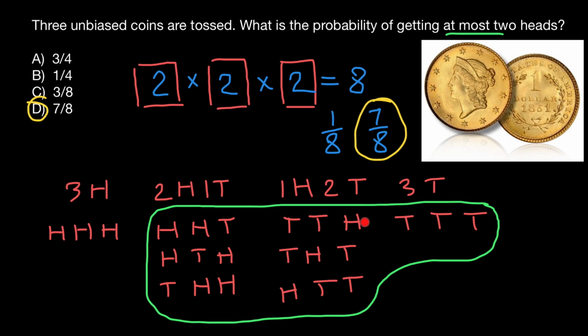And 2 tails, 1 head also satisfies this question. And of course, 2 heads and 1 tail also satisfy this question, because of at most. So this also satisfies, but 3 heads doesn't satisfy this question, and it represents 1/8. 1, 2, 3, 4, 5, 6, 7, 8 variants are possible, and 7 out of 8 satisfy this question. Hence the answer is 7/8.